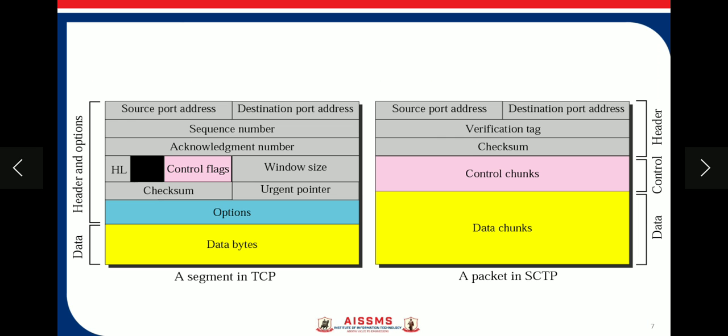This is the packet format of SCTP. Here we show the comparison with TCP. In TCP we call it a segment, and in SCTP we call it a packet. An SCTP packet has a header. The header contains the source port address, destination port address, verification tag and checksum. Then it has a control chunk, which has the control information. Then it has a data chunk, which has the data information.